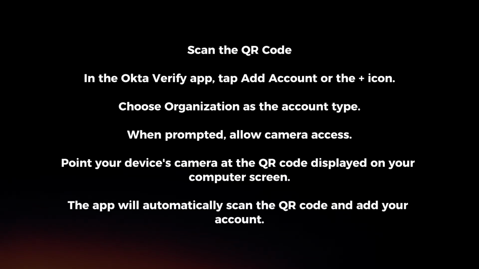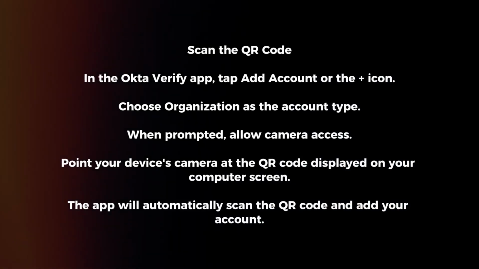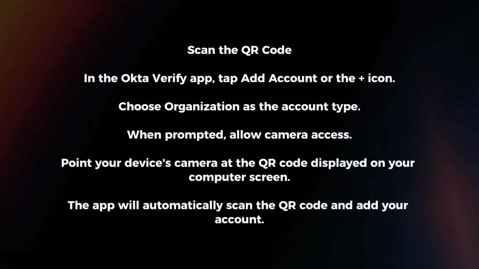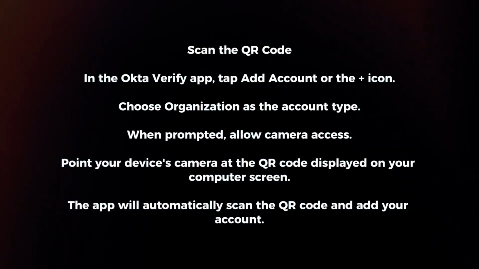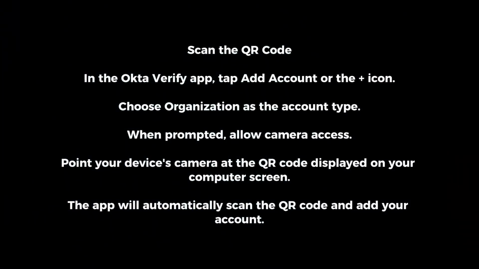Scan the QR code. In the Okta Verify app, tap Add Account or the plus icon. Choose Organization as the account type. When prompted, allow camera access. Point your device's camera at the QR code displayed on your computer screen. The app will automatically scan the QR code and add your account.